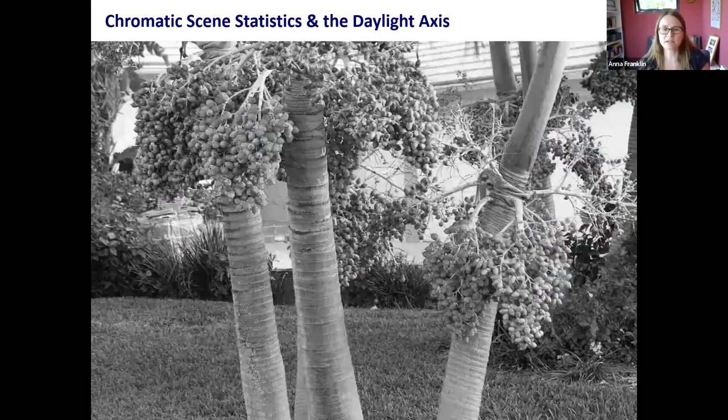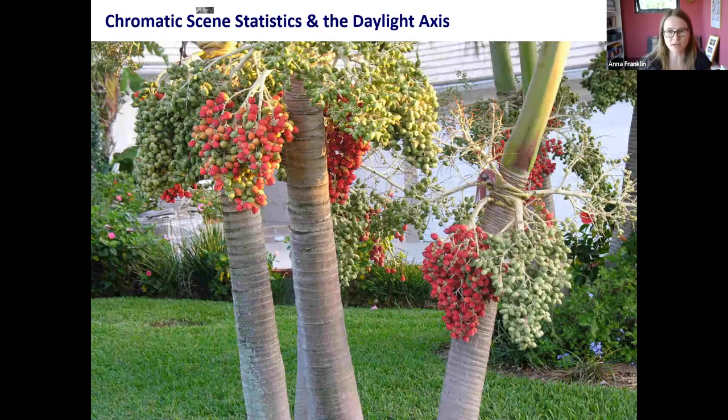So I said at the beginning of the talk that colour is useful for identifying the properties of objects and their scenes. You can see here that as soon as you see in colour, you can identify which of the berries are ripe and which ones are unripe.